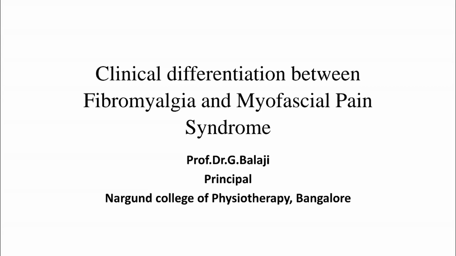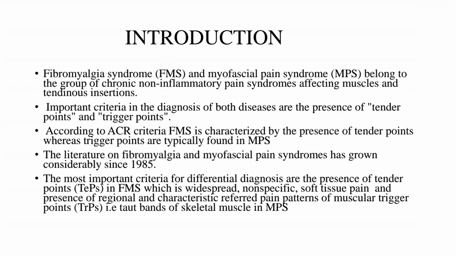Today my topic is the clinical differentiation between fibromyalgia and myofascial pain syndrome. So what is fibromyalgia? Fibromyalgia syndrome and myofascial pain syndrome both look almost similar, but there is some differentiation. This is a group of chronic non-inflammatory pain syndromes. This affects the muscles and the tendon insertions also. There are some diagnostic criteria for both diseases, based on the presence of tender points and trigger points.